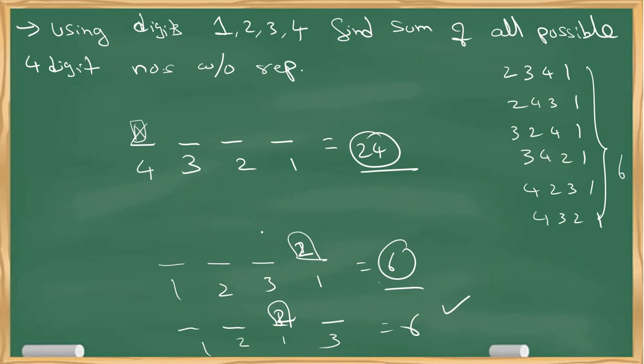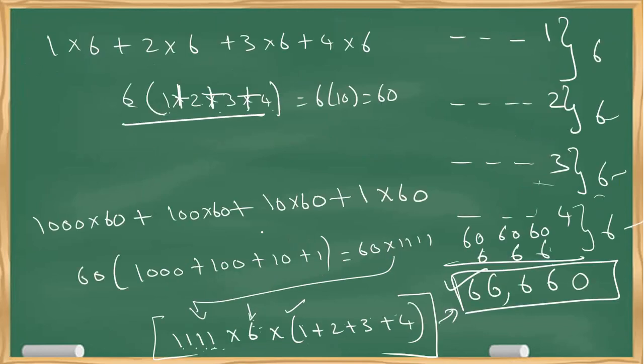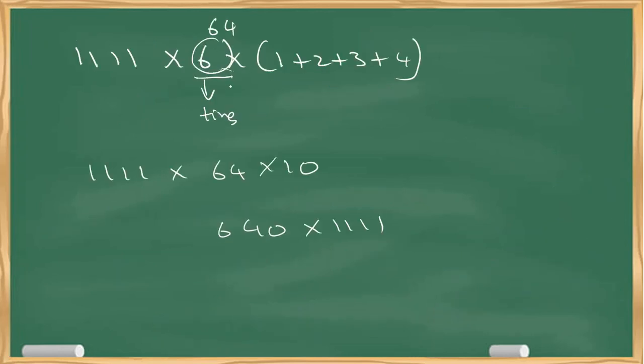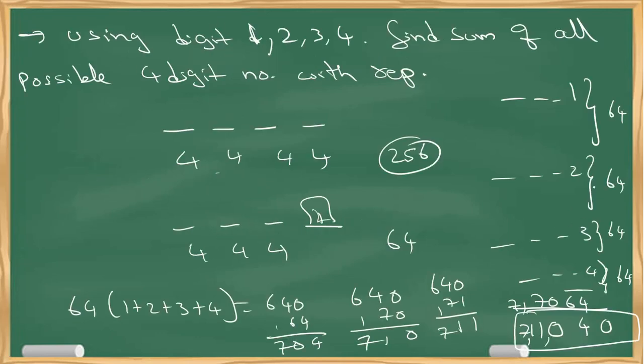And then finally the interesting one was: using digits 1 to 4, what is the sum of all possible 4-digit numbers that can be formed without repetition. We did the calculation and got the answer as 66660, and we ensured that this is the format. Using this format, with repetition we just included 64. So we got the same answer. Same logic, we got the answer. And if you want, you can use the normal addition logic, you will get the answer.